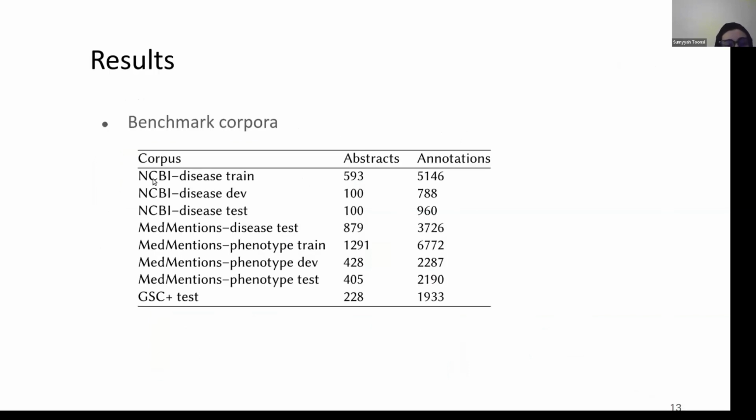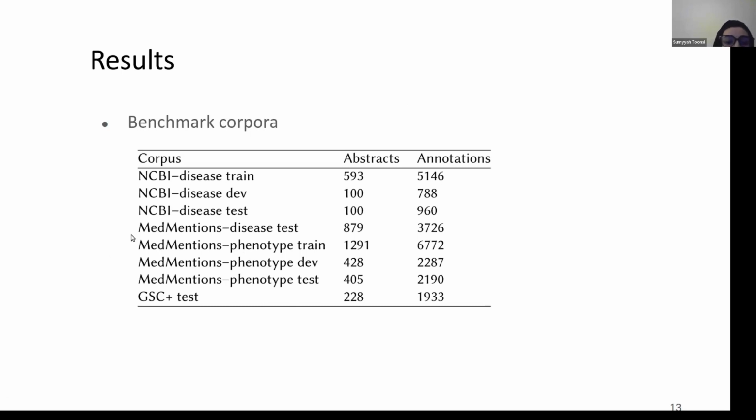So to test, we used the following corpora. For diseases, we use the NCBI disease corpus. It's a very popular corpus. It has splits: training, development and testing. Also for diseases, to show how sensitive these methods are to changes in corpora, we use the MedMentions disease corpus, but we only use the test split here. And for phenotypes, we took the phenotypes from MedMentions and also the GSC+ test dataset, which is also a widely used dataset. So just to be clear, whenever we have our models, we are not using any curated instances. We're just using the weakly labeled ones.